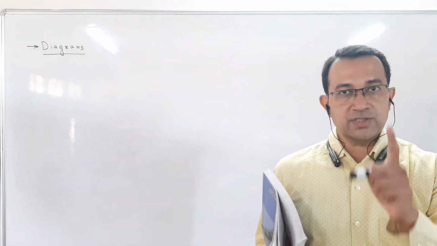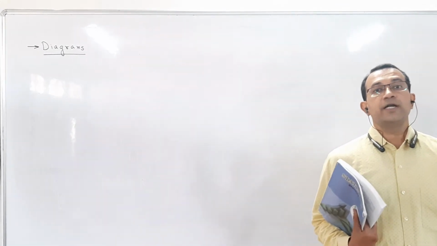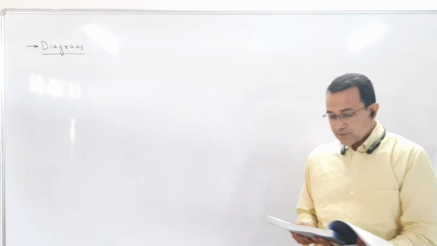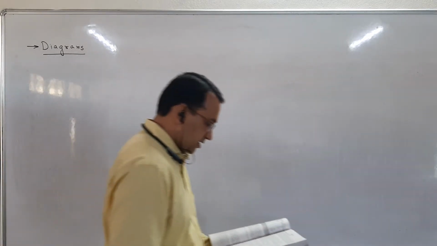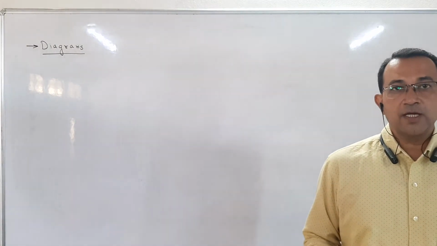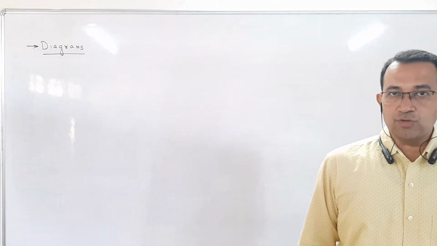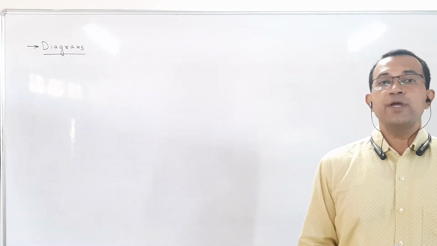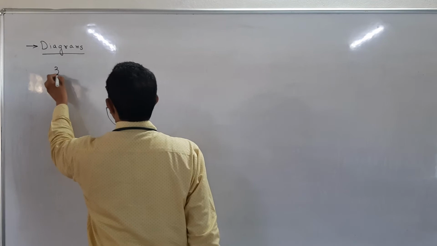In your syllabus, students, you only have diagrams. Graphs are not there. Now, the first theory is the importance and limitations of diagrams in statistics. That theory, for the time being, we are ignoring, because first let us study the diagrams, and then I will discuss with you the importance and limitations of diagrams. Now, students, pay attention. How many types of diagrams are there? Then I can say there are 3 types of diagrams.